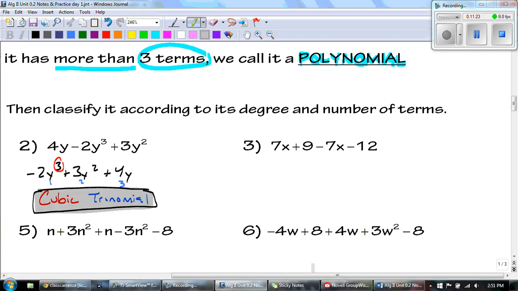Okay, look at 3. So look for like terms. Yeah, the 7x and the negative 7x cancel. And then we're left with 9 minus 12. Well, 9 minus 12 is negative 3. There are no variables, so this is a constant. And I only have one term, so it's a constant monomial.